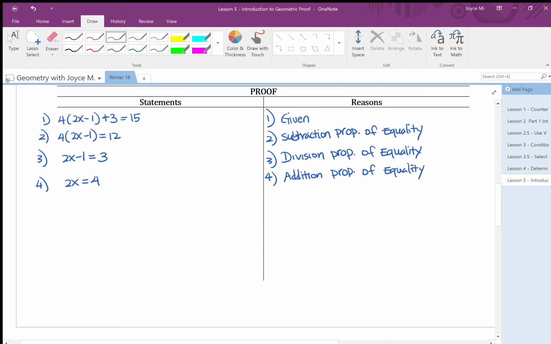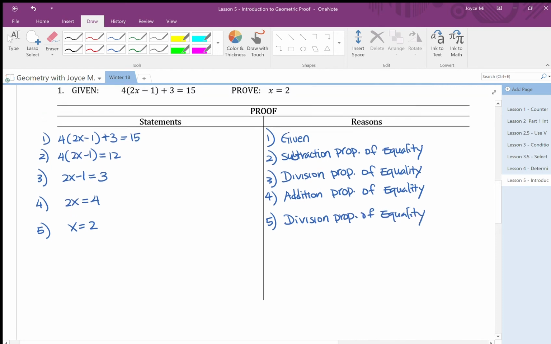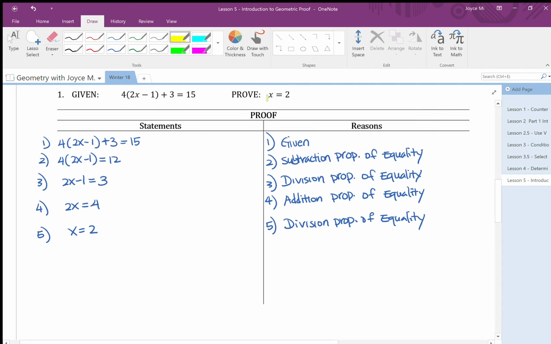Okay. Next thing, what can I do to solve for x? Well, divide both sides by 2. So I would have x equal to 2. I divide both sides by 2. Therefore, for step 5, this is called the division property of equality. And I have x equal to 2, which is exactly what I need to show.